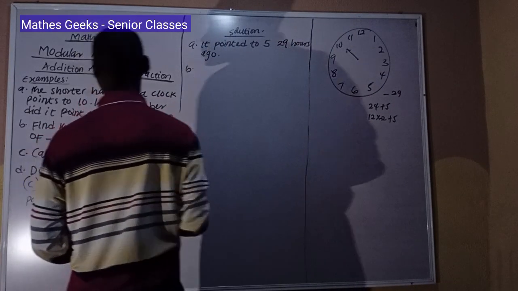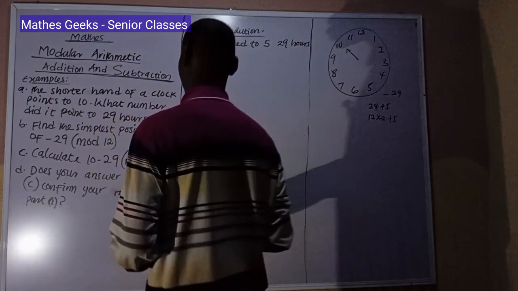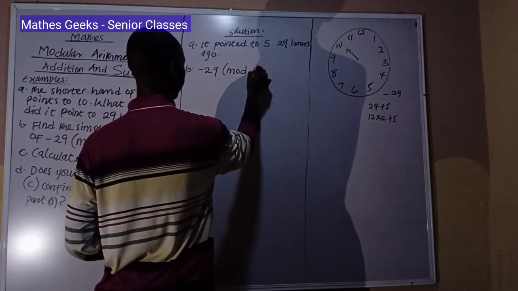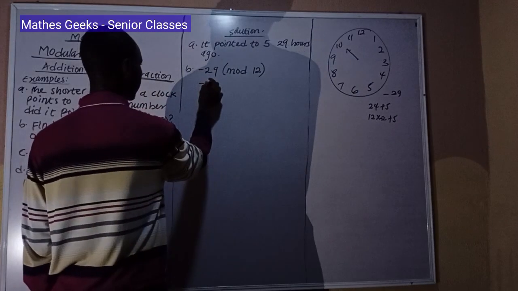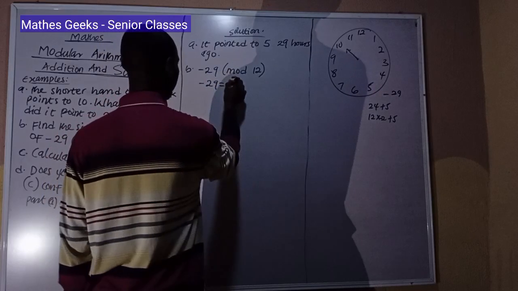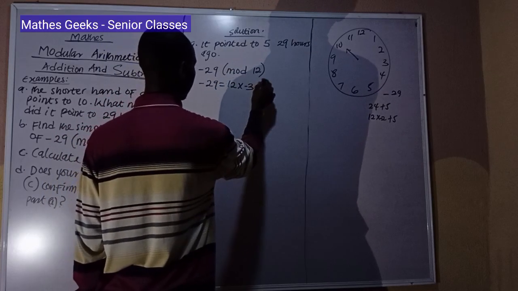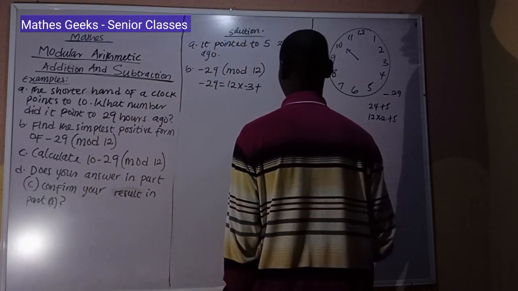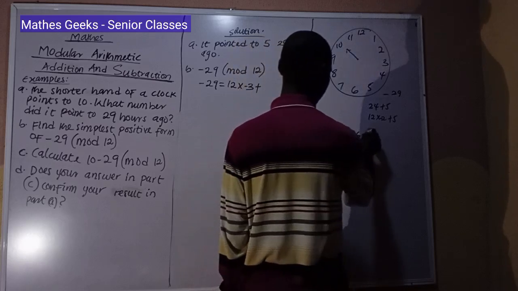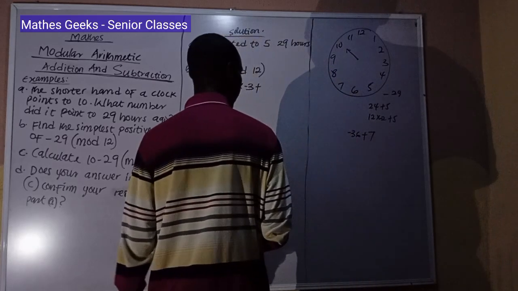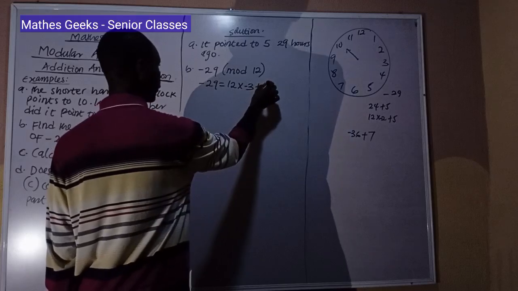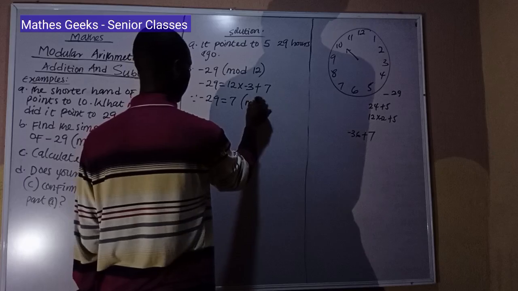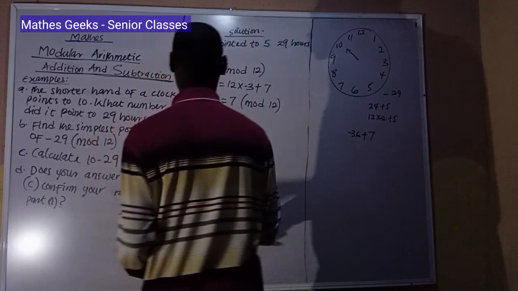B. Find the simplest positive form of minus 29. Minus 29 in mod 12: 12 times minus 3 gives us minus 36. What will be added to minus 36 to give us minus 29? That will be 7. Minus 36 plus 7 gives us minus 29. So therefore, minus 29 is equal to 7 in mod 12.